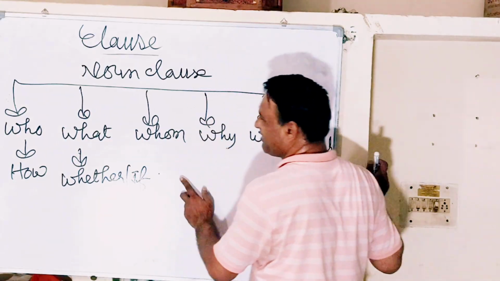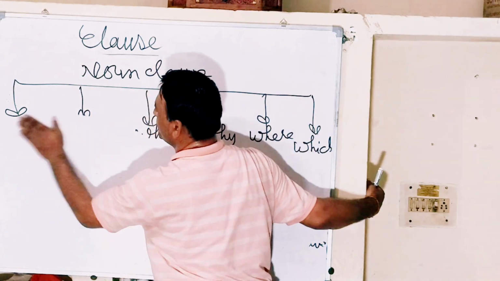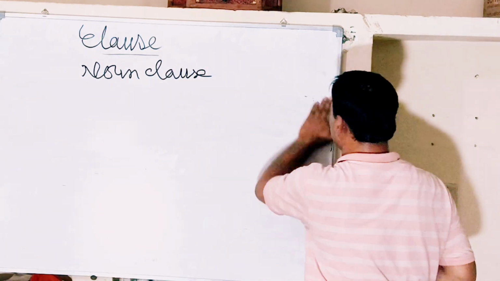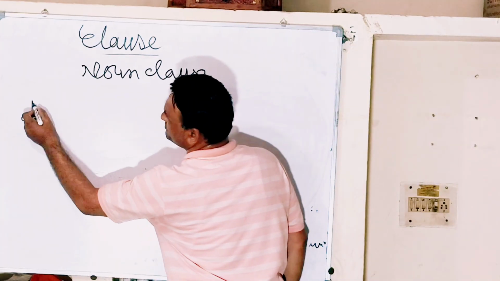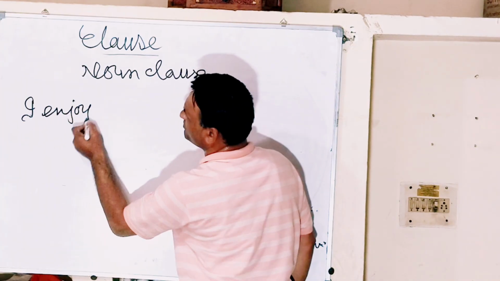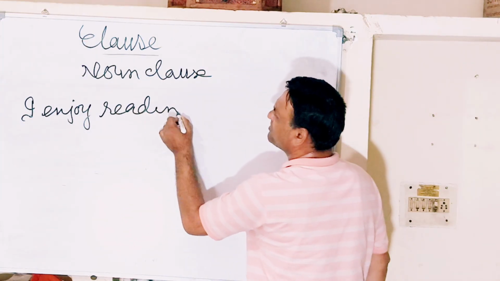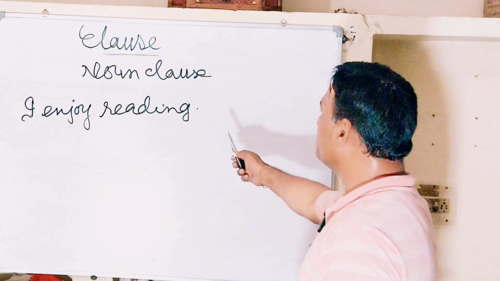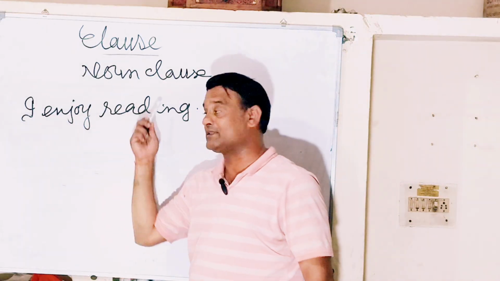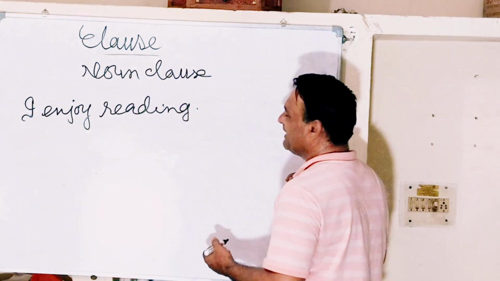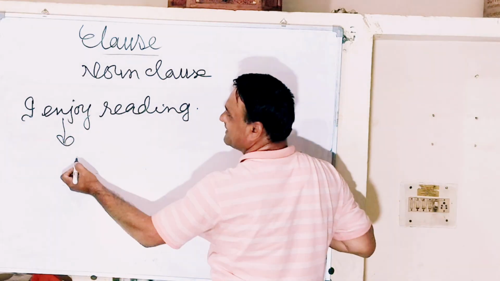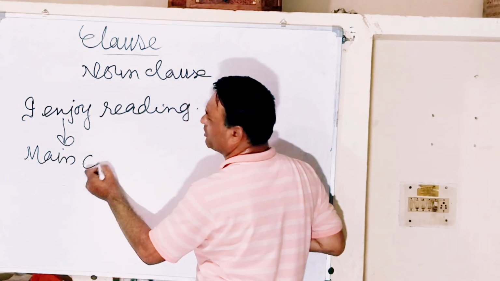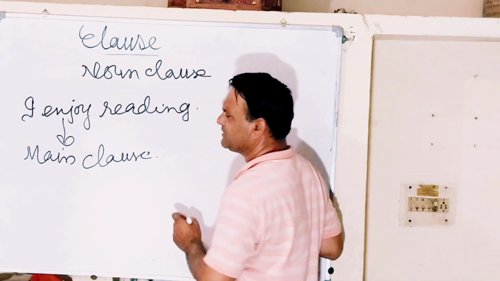It's quite clear now. Let us understand first. I am writing some sentences. I enjoy reading. Now guess which kind of clause this is? It is a simple sentence. It does not have both the clauses. It has only one clause, and it is the example of independent clause, main clause.